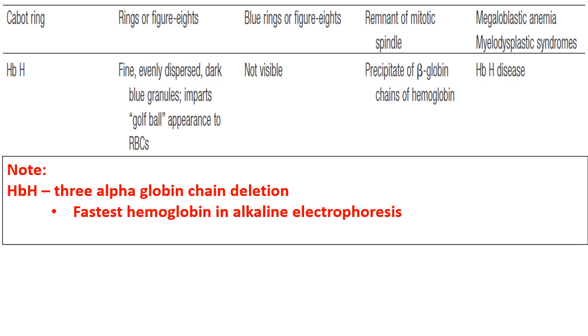There is a 3 alpha chain deletion. Ito yung genetic mutation present in HBH. And for now, no, itake note natin na this is the fastest abnormal hemoglobin in alkaline electrophoresis. So we will discuss electrophoresis later on pagdating natin sa hemoglobin. And then kasama ng Heinz bodies, no, it also appears as golf ball appearance under microscope.